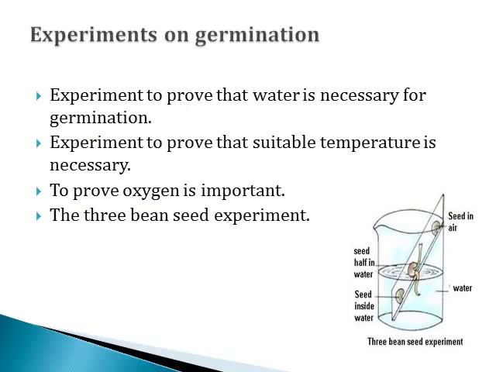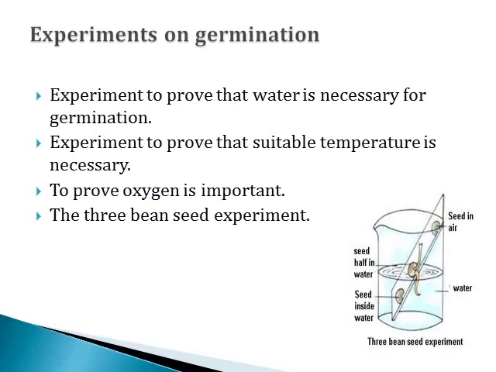And the second is to prove that suitable temperature is necessary. So here also they are going to take 2 different beakers A and B. In them they are going to place some green gram seeds on wet cotton wool in each beaker, and beaker A is kept at room temperature and beaker B is kept inside the refrigerator. After a day or 2, what happens?